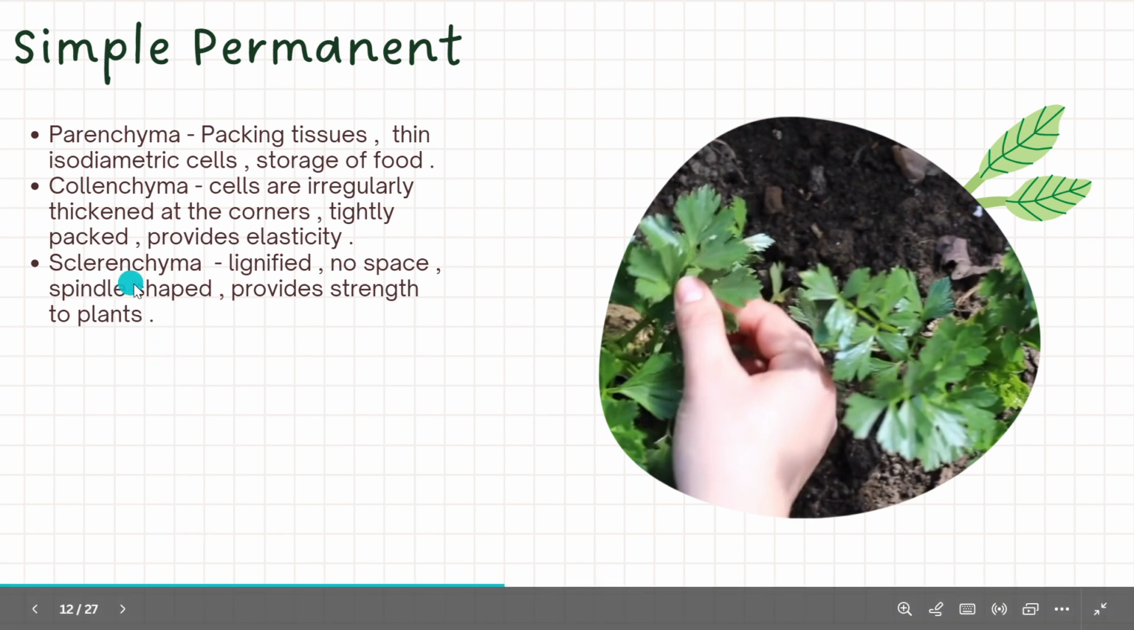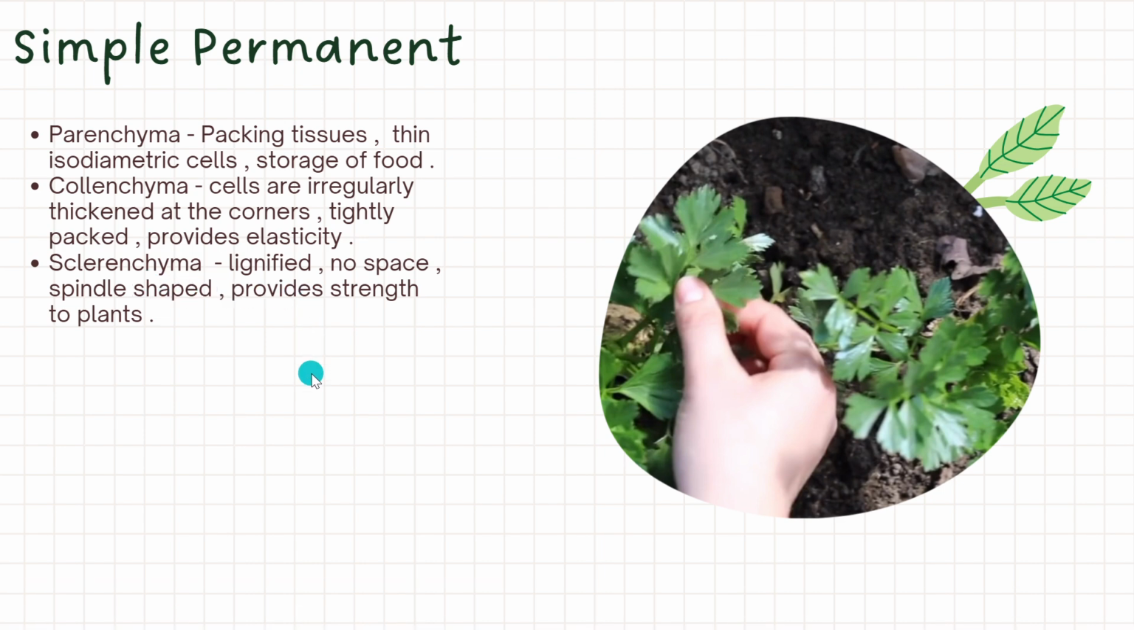Then we have sclerenchyma. Sclerenchyma is lignified throughout, unlike collenchyma, which is only thickened at the corners with lignin. So its entire cell wall is covered with lignin, making the cell dead and very, very hard. That's the reason it provides mechanical strength to the plants. There's no space between the cells and they're spindle shaped, that means they have tapering ends.